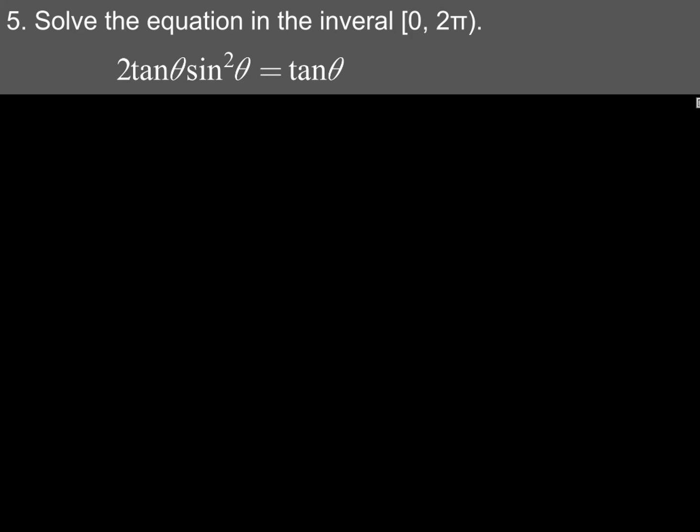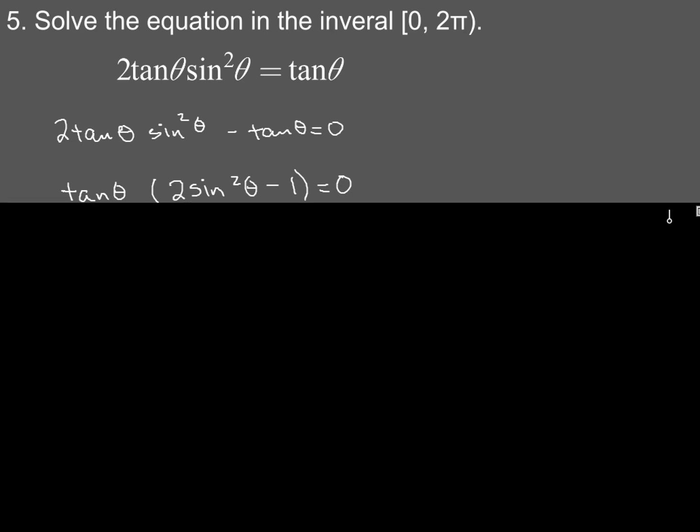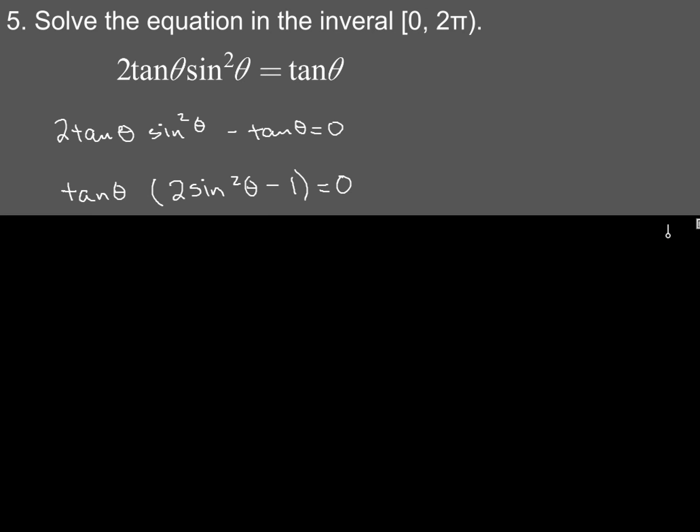So instead, the correct way to solve this problem is by taking tan theta and moving that over to the left-hand side. That'll give you this piece right here, 2 tan theta sine squared theta minus tan theta equals 0. From here, you want to recognize that there are 2 terms that have tan theta, so factor out a tangent of theta.